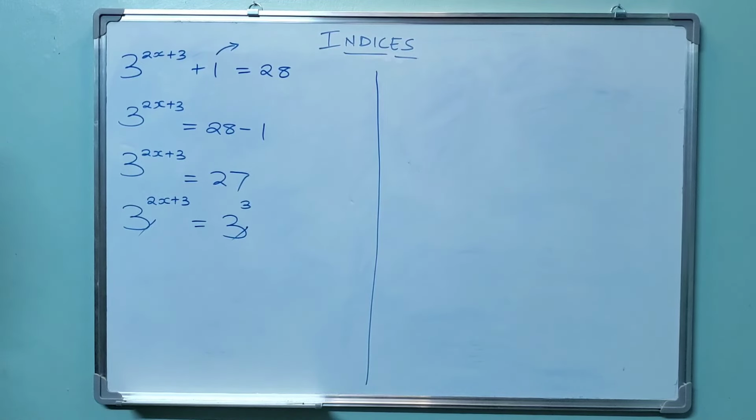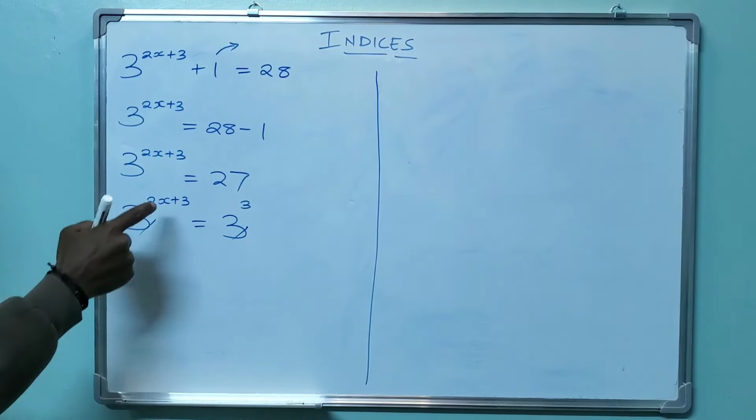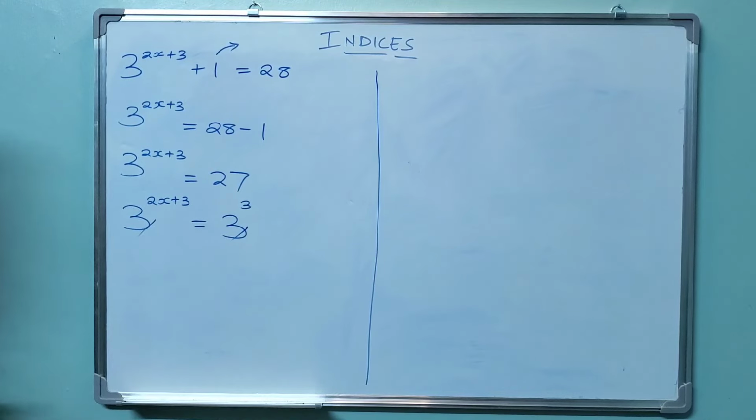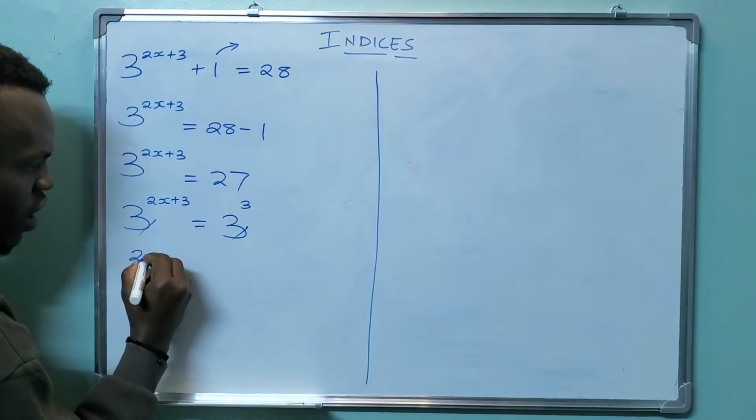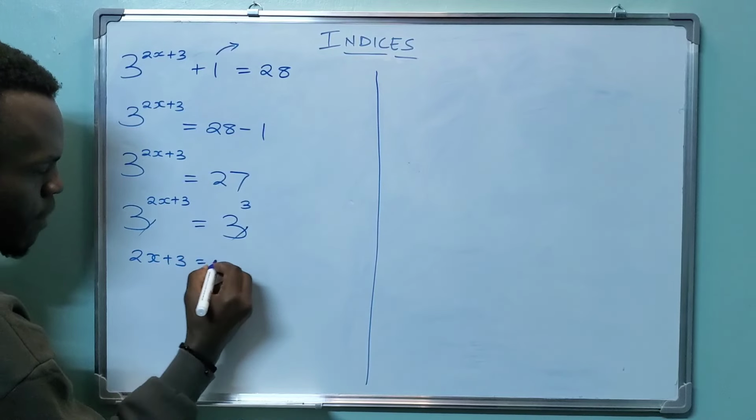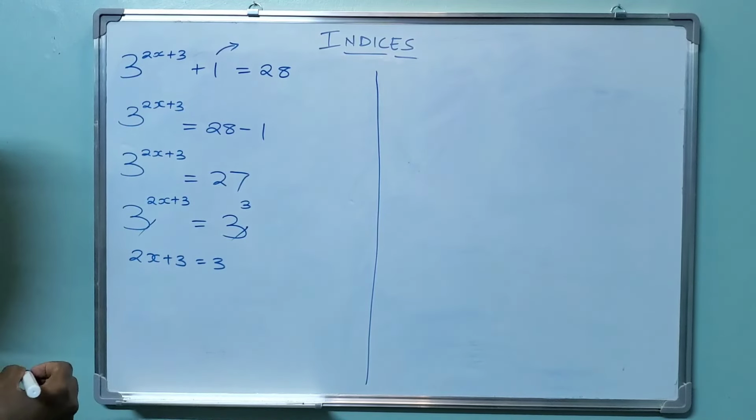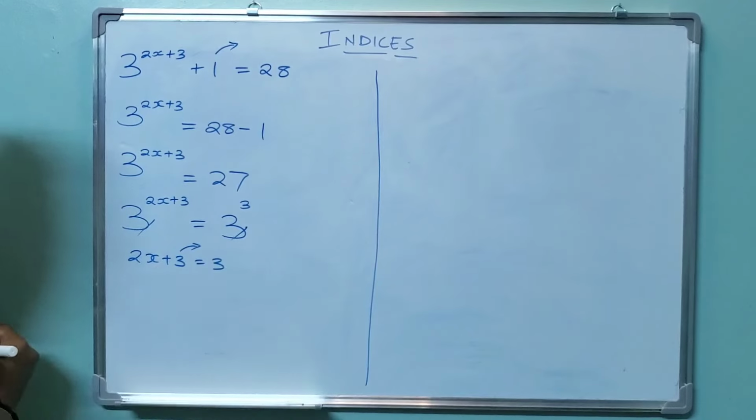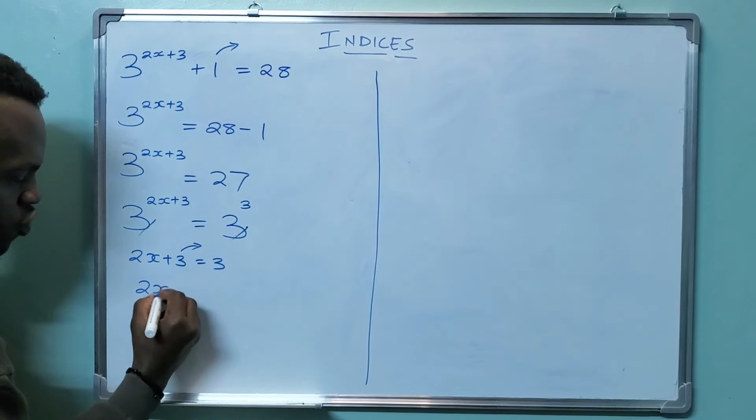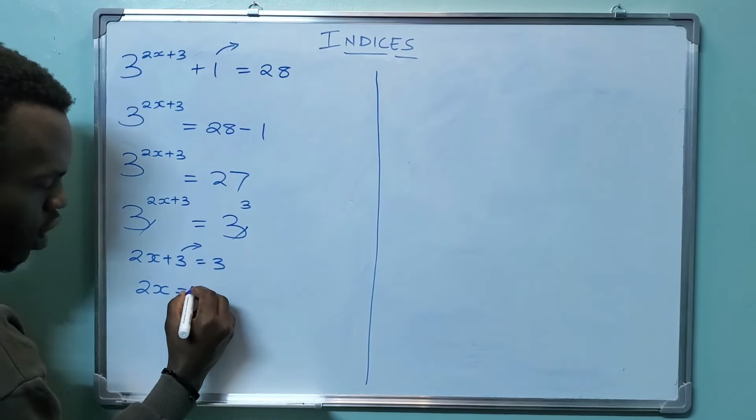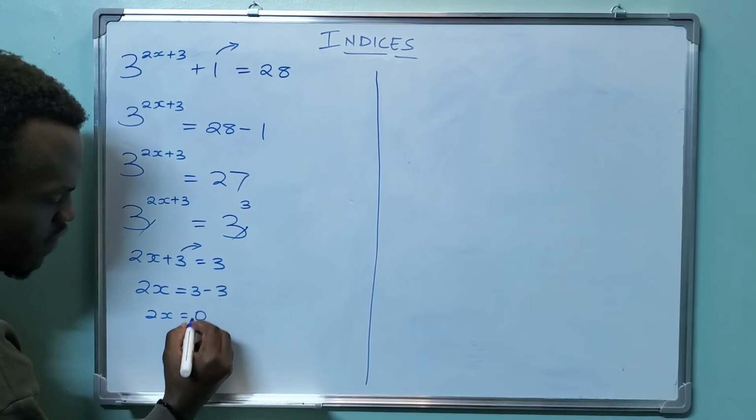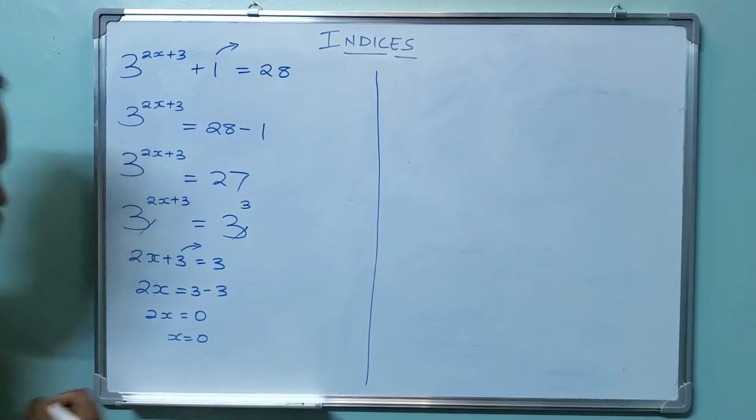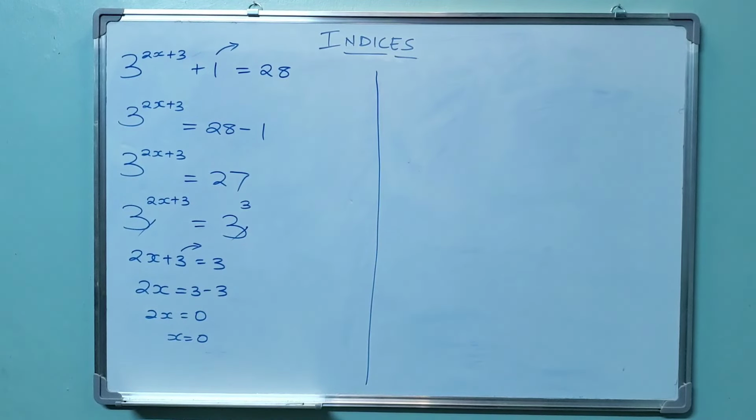Now I'm going to equate the powers of the two indices. So I'm going to have here 2x plus 3 being equals to 3. If I want to get the value of x, I'll take this 3 to the other side, it will be a negative. I'll have here 2x being equals to 3 minus 3, which means 2x is going to be 0. X equals 0. As simple as that. So that one was very, very simple.